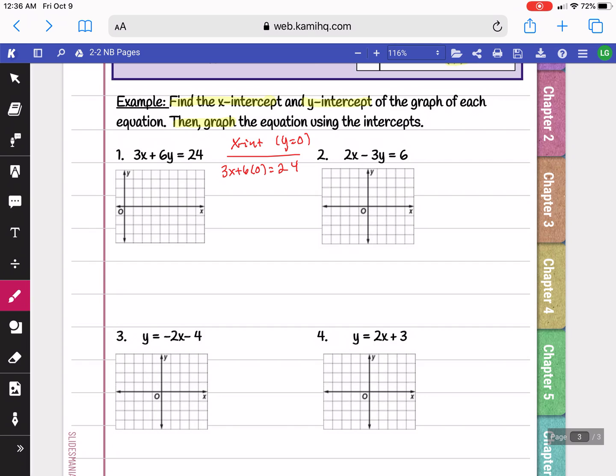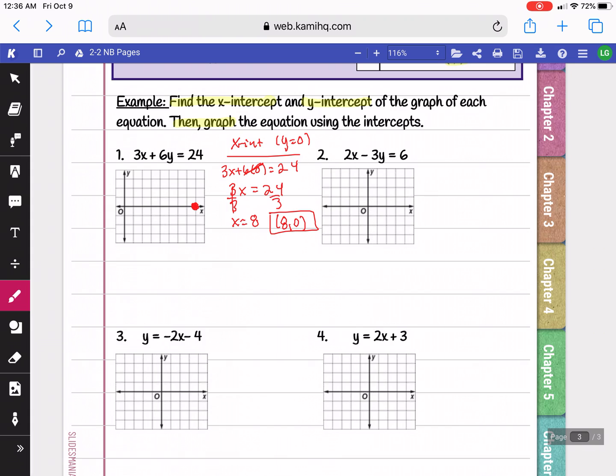6 times 0 is 0. So this really disappears and we're left with 3x equals 24. If you divide by 3, x is 8. So my x-intercept is 8, 0. That means that when we're sketching our graph, it crosses the x-axis at 8. So I'm going to put a dot at 8. 1, 2, 3, 4, 5, 6, 7, 8.